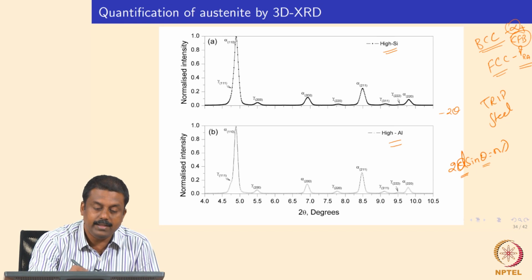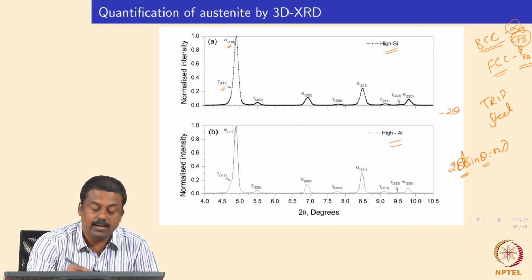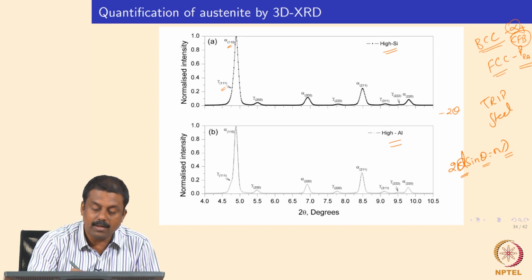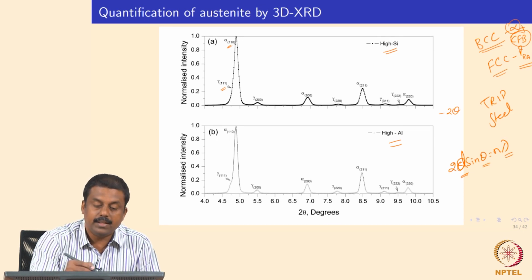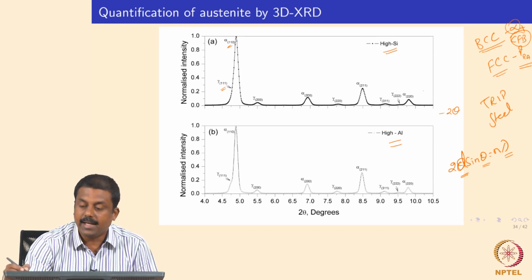For example, d of 111 and 110 of austenite and ferrite respectively would diffract at a given angle for a given wavelength lambda. Then we record these diffraction patterns, and based on the intensities of these diffraction peaks, we can calculate precisely how much austenite and ferrite is present in the microstructure.